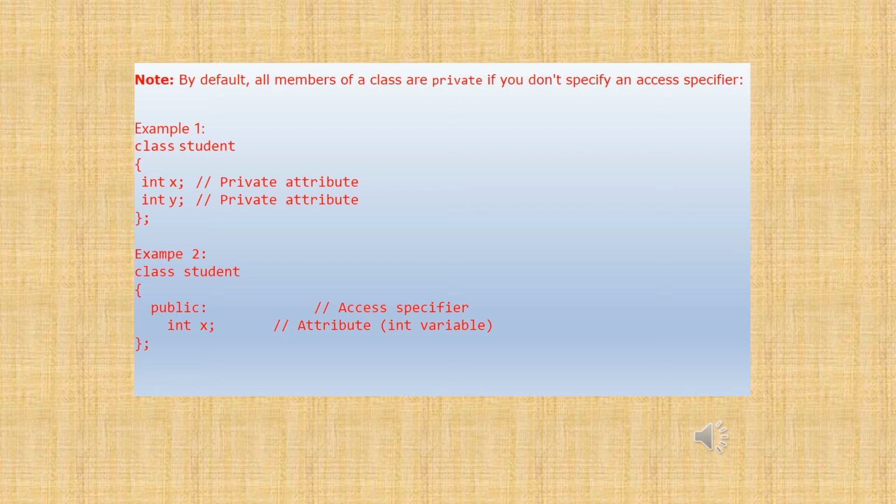In example 1, x and y do not specify any access specifier. Therefore, these two are private members by default. But in example 2, the variable x is specified as public. It is a public member only.